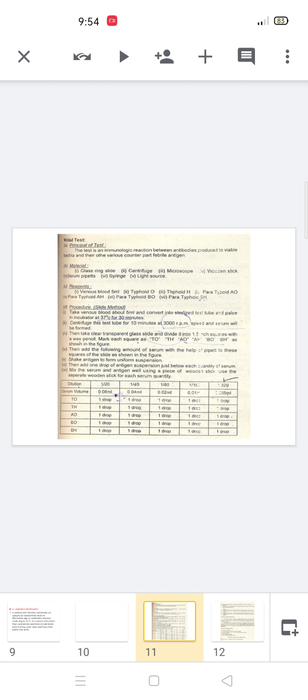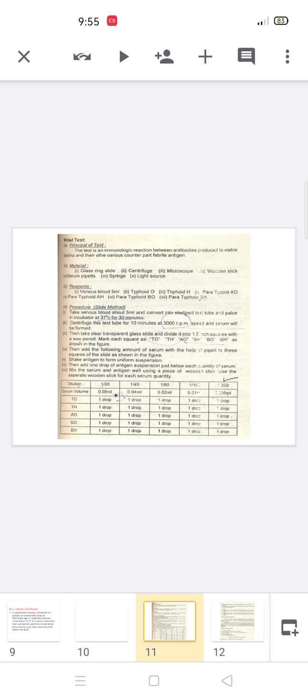Second point for your memory, remember this test is performed in the second week or the third week of the salmonella infection. If you see the table below, here serially diluted serum in the table, you observe we start with 0.08 ml of the serum in a drop of antigen O and H. This is called 1 by 20 ratio.